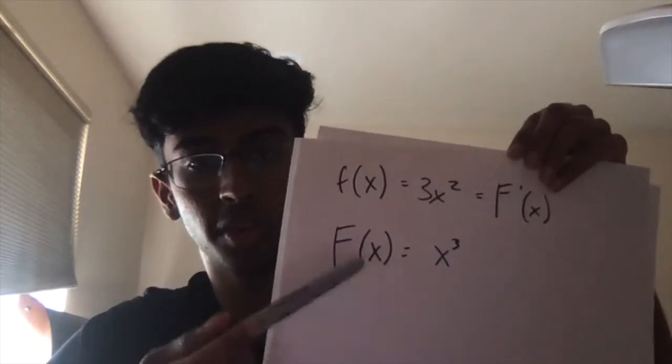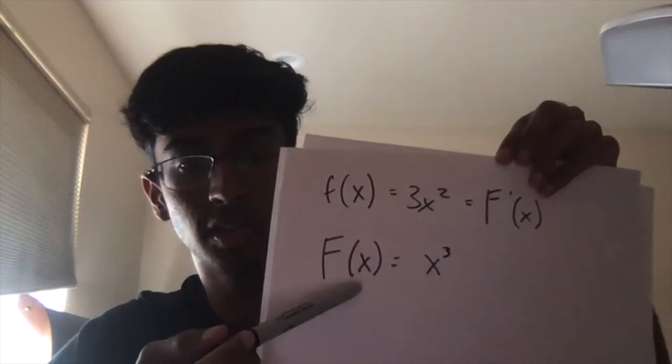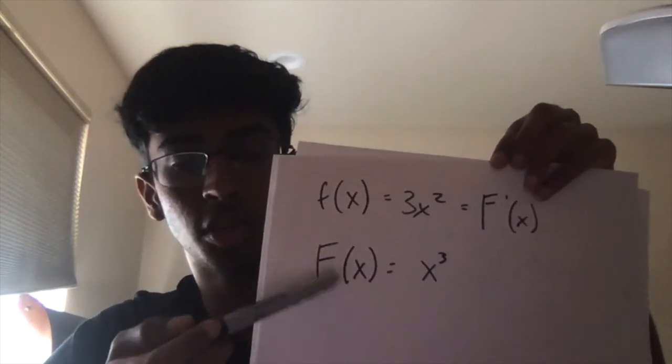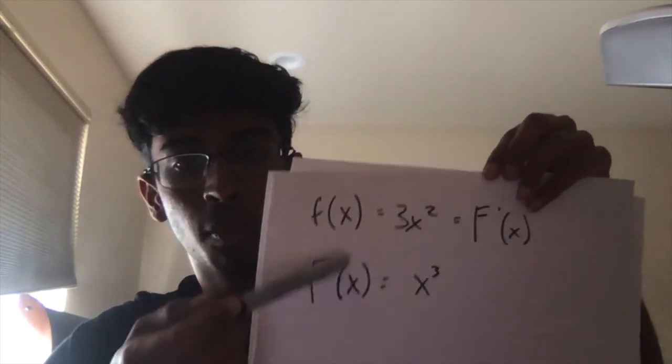So here we have big F of x equal to x cubed, and you can see that because if you took the derivative of big F, you would go back to 3x squared. Now, this means that the function big F is an antiderivative of little f. All right, now you'll notice I said the function big F was an antiderivative for little f, meaning that there can be multiple antiderivatives for one function.